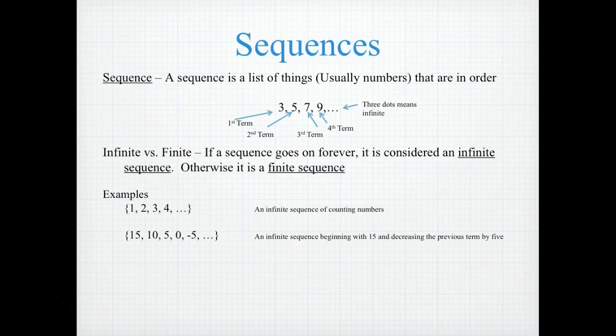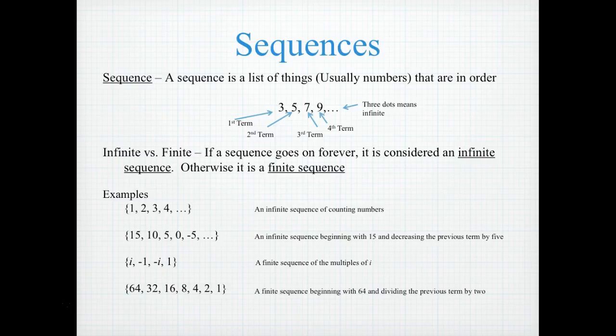So notice we're providing a description for each sequence. Here we have a finite sequence representing the multiples of i. We have i, -1, -i, and 1. And next we have a sequence that's also finite, goes 64, 32, 16, 8, 4, 2, and 1. And this sequence begins with 64 and divides the previous term by 2.